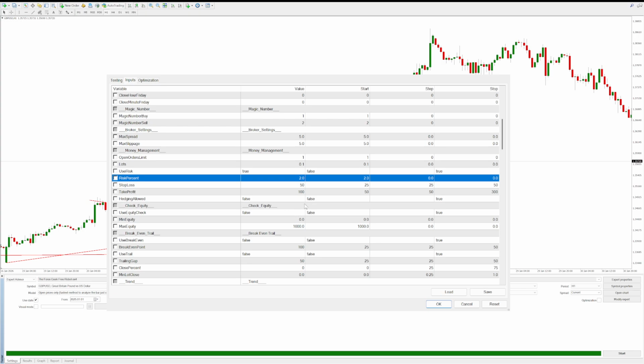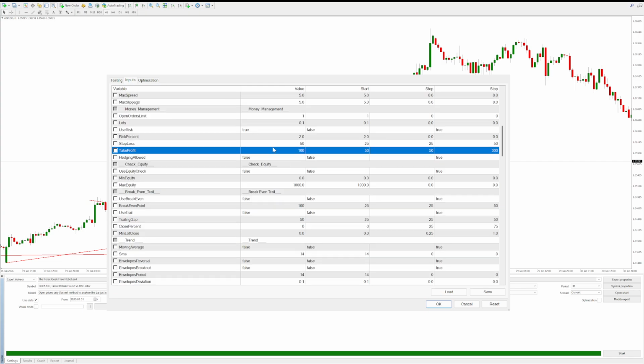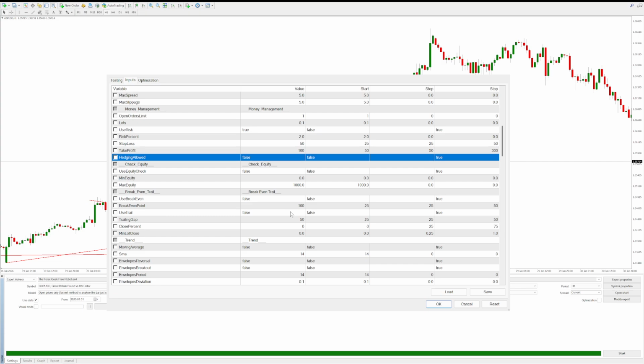Instructions are included as well. As I say, completely free. The instructions cover all the settings. Stop loss, take profit, self-explanatory. Hedging, true or false, depending on your broker.